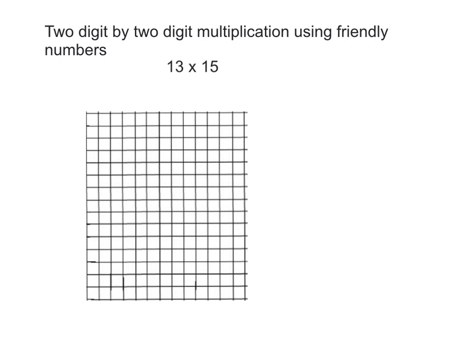We are going to talk about two-digit by two-digit multiplication using friendly numbers. So what I'm going to do is use this grid paper to help me. I'm going to take the number 13 and make it into a more friendly number. So 13 can be split into the number 10 and the number 3.